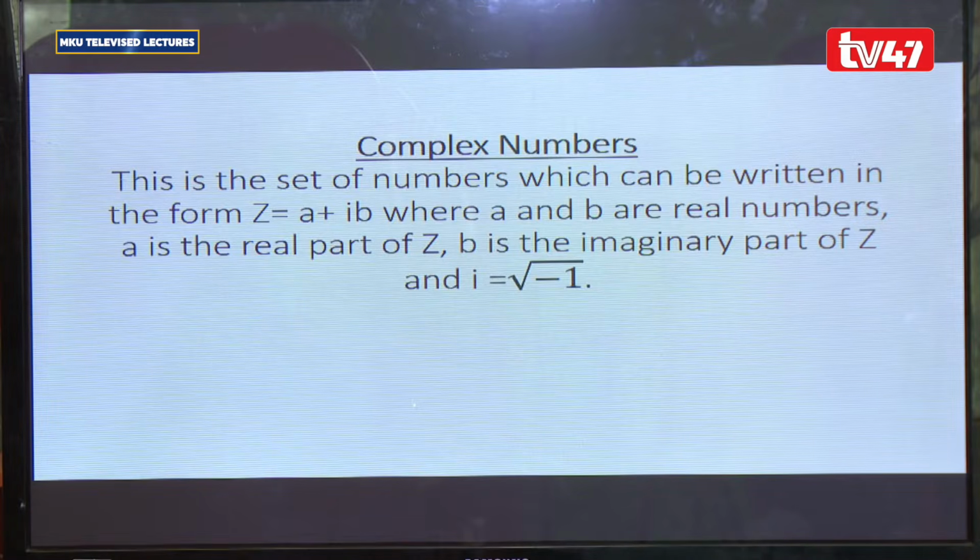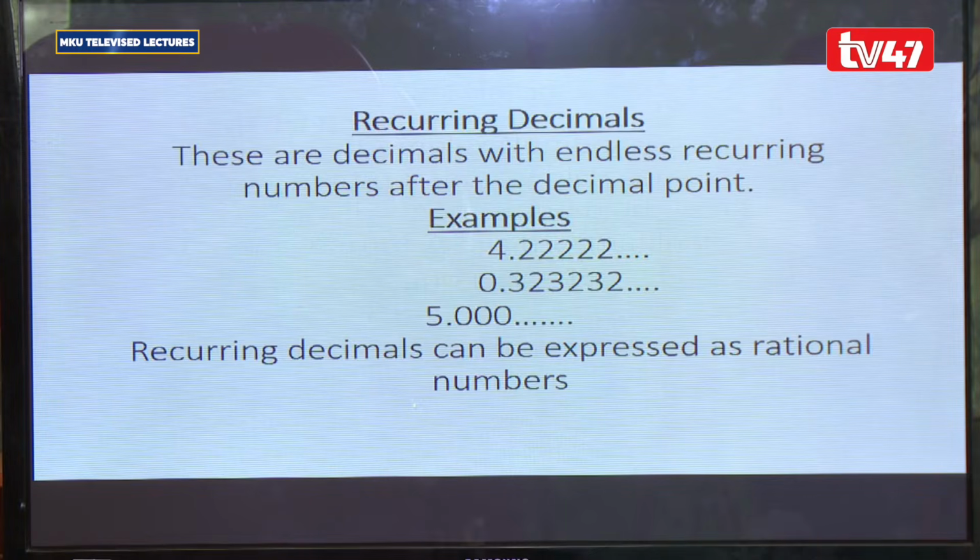And this now takes us to the definition of an imaginary part of Z, where, as I was saying, this i now forms the imaginary part of Z, where i is the square root of negative 1. Now, let's look at recurring decimals.